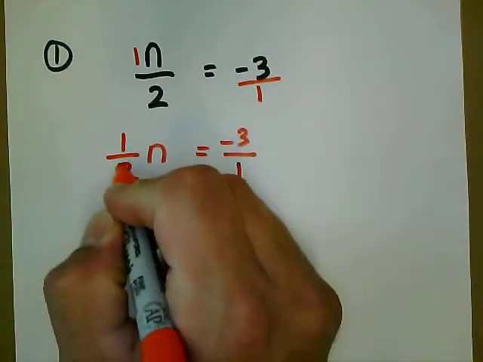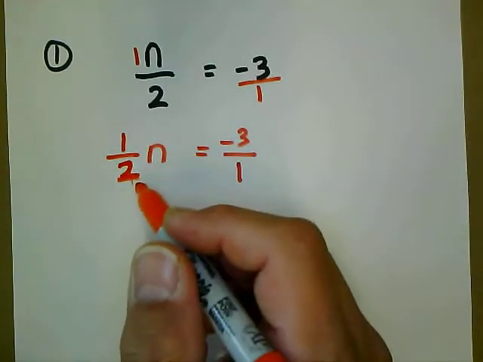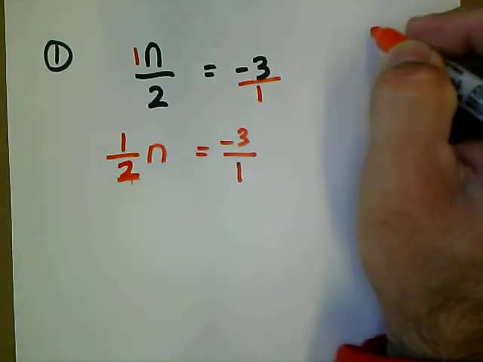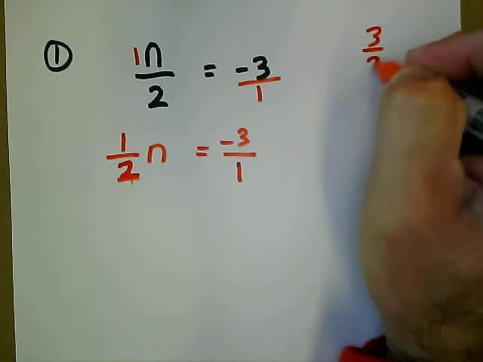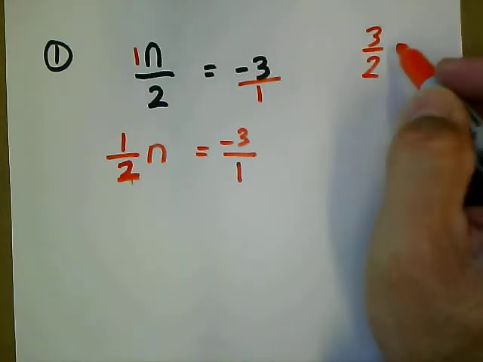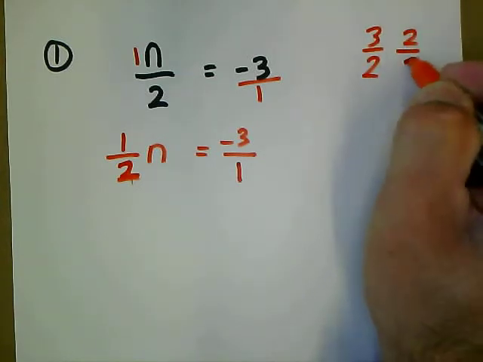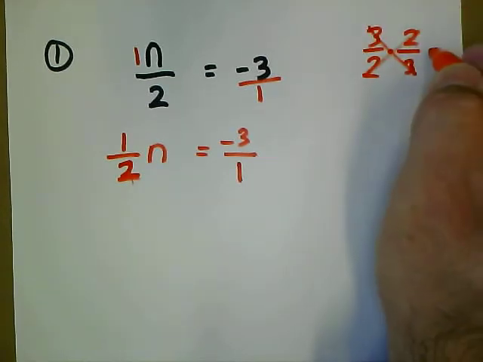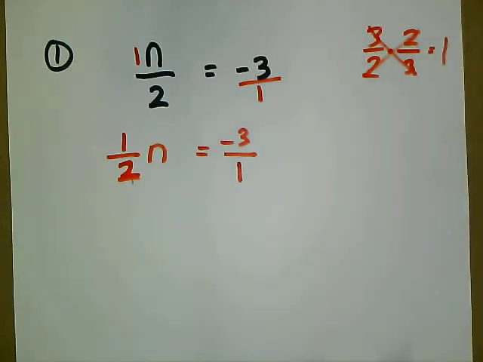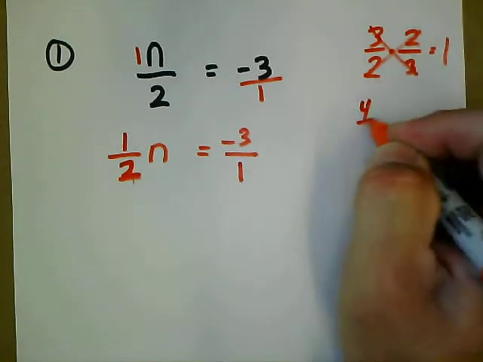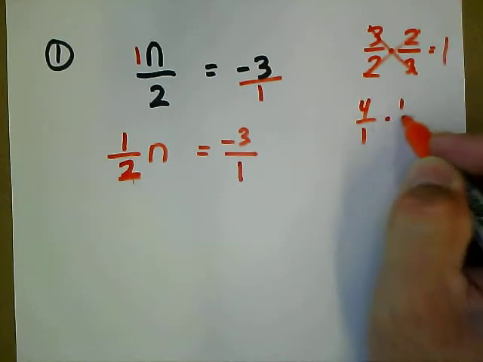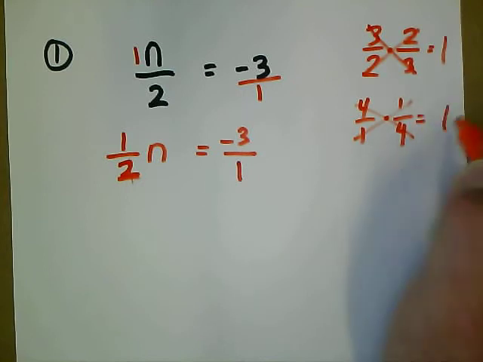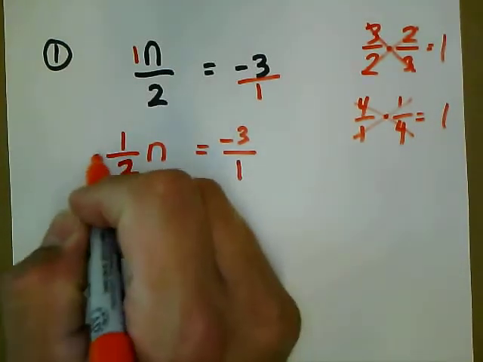In order to get rid of a fraction, which is a division problem, you multiply by its reciprocal. The reciprocal of 3/2 is simply flipping it over to 2/3. That's the reciprocal. When you multiply that, they all cancel each other out, and you get 1. Same thing, if I had 4 over 1, its reciprocal would be 1 over 4, and if I multiply those two, I simply get 1. That's what I want.